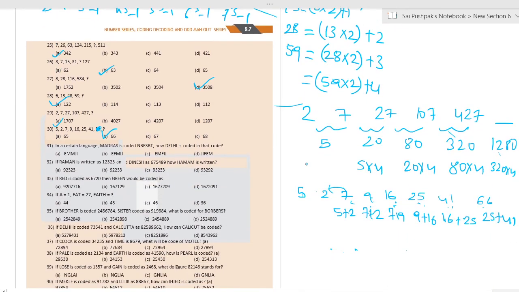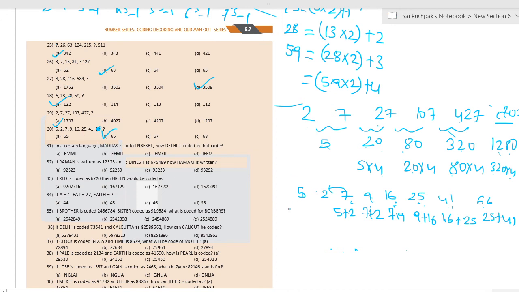So 29th one: you see the difference between 2 and 7 is 5, 7 and 27 is 20, 27 and 107 is 80, 107 and 427 is 320 and so on. How did we get it? 5 into 4 is 20 and 20 into 4 is 80. 80 into 4 is 320. So the next one will be 320 into 4, 1280. If we add 427 to 1280, we get 1707. Answer is 1707.